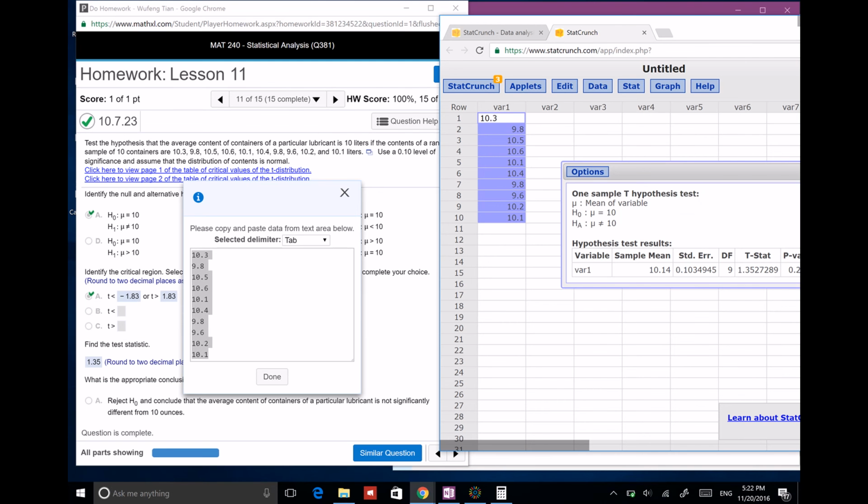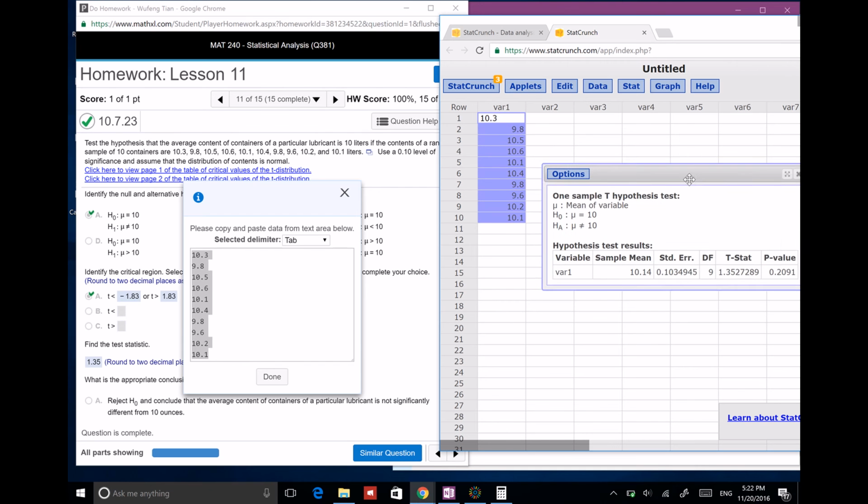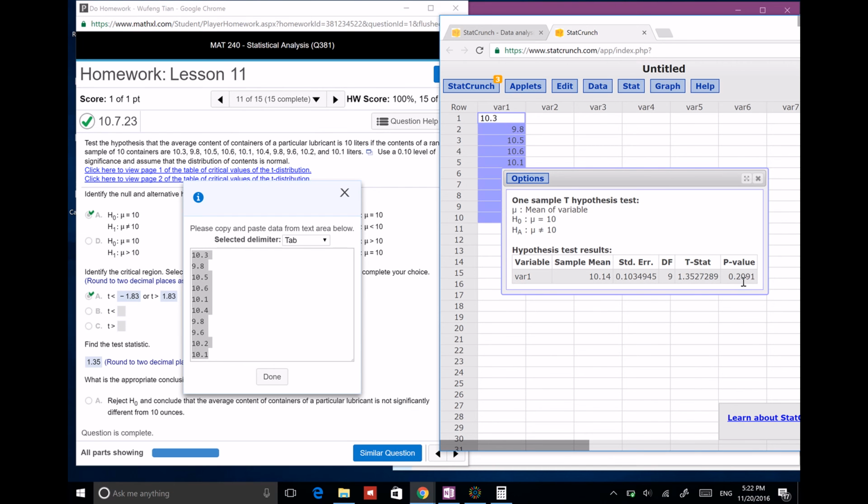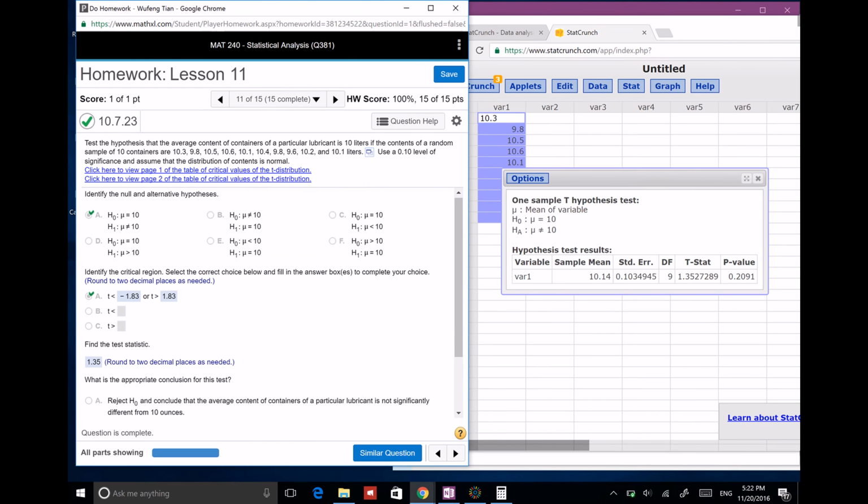You can see I got t statistic 1.35, and also got p-value 0.2. 0.2 is too big compared with 0.1. So we do not reject it. If P is high, the null hypothesis flies. You got 1.35. That's simple.